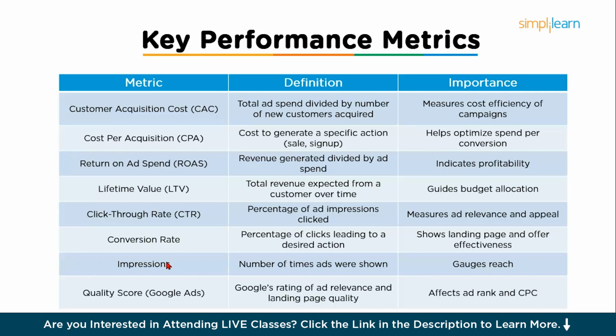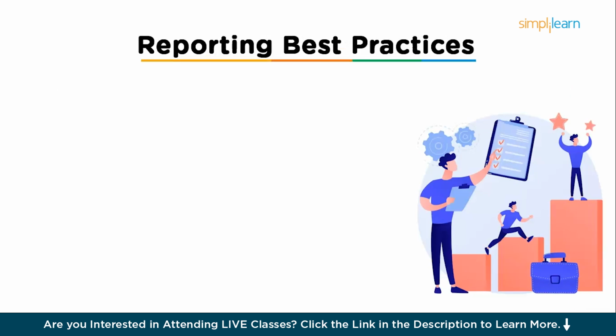Then comes impressions, number of times ads were shown. Then comes quality score, Google Ads. Google's rating of ad relevance and landing page quality. It affects ad rank and the CPC. And what are the reporting best practices?